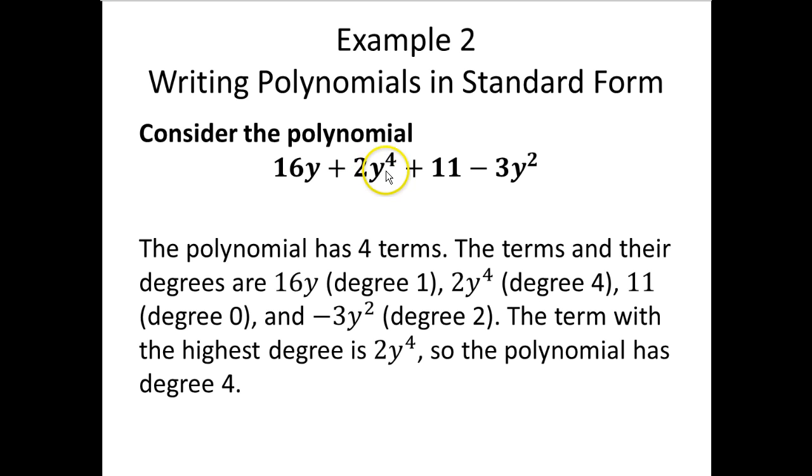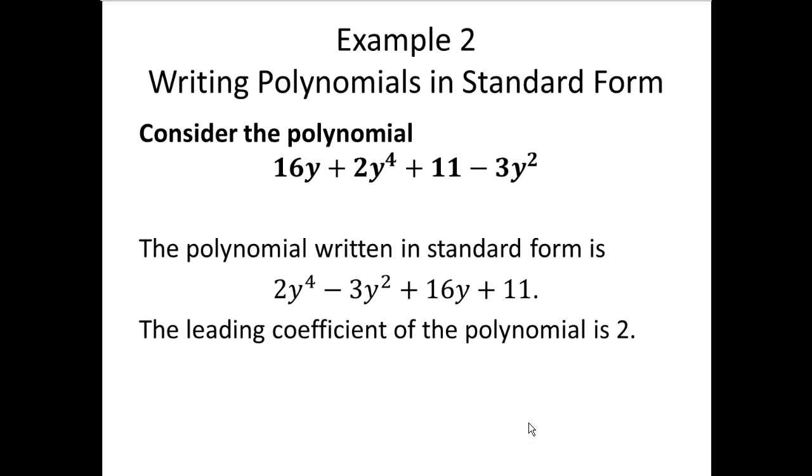2y to the fourth power has a degree of 4, 11 has a degree of 0, and negative 3y squared has a degree of 2. The term with the highest degree is 2y to the power 4, so what we say is that the polynomial has a degree of 4, since this is the highest power.